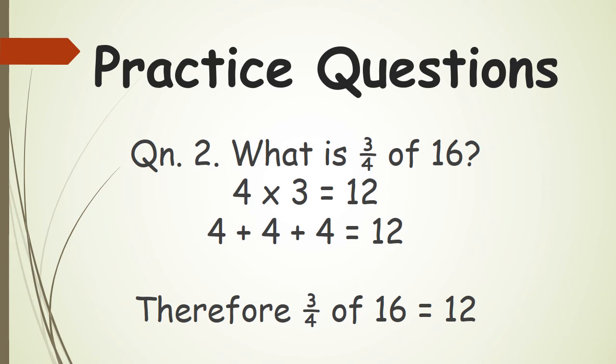So it therefore means that when we have 4 groups, if you want to do 3/4 of 16, it means you have to take 3 of the 4 groups, put them all together, and we get 12. So 3/4 of 16 is 12. Or you add 4 in one group plus another 4 in another group, plus another 4 in the last group.